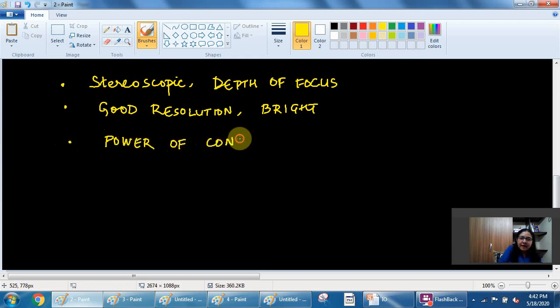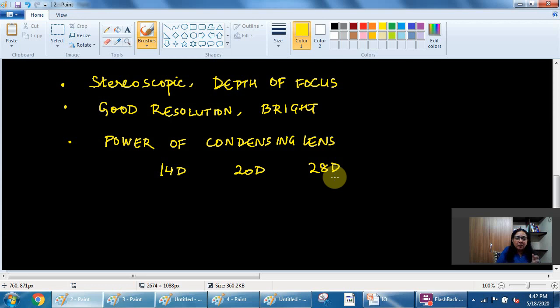There are mainly three types of lenses in use. We can use a condensing lens of 14 diopter, 20 diopter and 28 diopter. Now with the 14 diopter lens, the magnification obtained is about 5 times. With 20 diopter it is 3 times. With 28 diopter it is about 2 times.